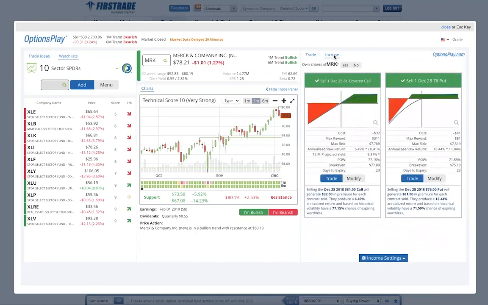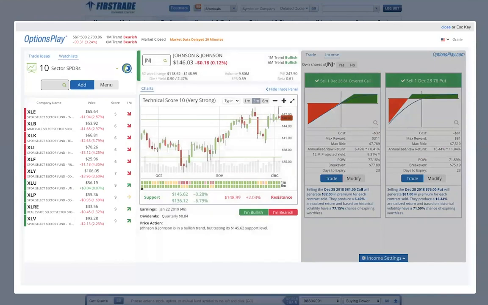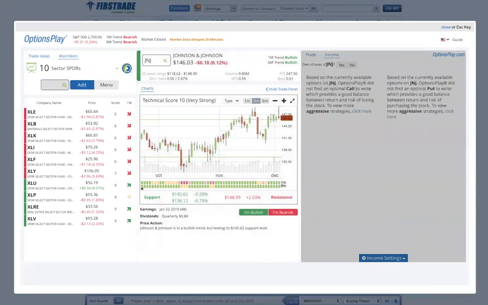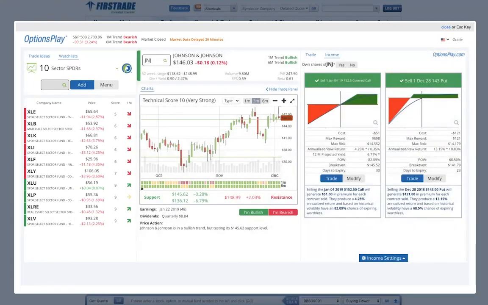And then for income strategies, for those of you that are looking to generate income, such as selling covered calls, I'm going to jump over to what's a good stock for this. Let's say Johnson & Johnson. Let's say you own Johnson & Johnson. Maybe you've held on to the stock for a while. It's trading at 146 right now. Let's say you're happy getting rid of this stock at a higher price.